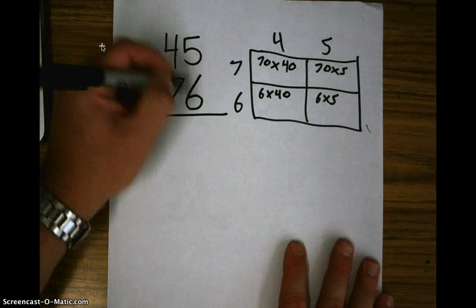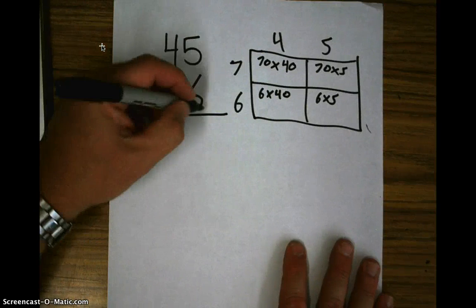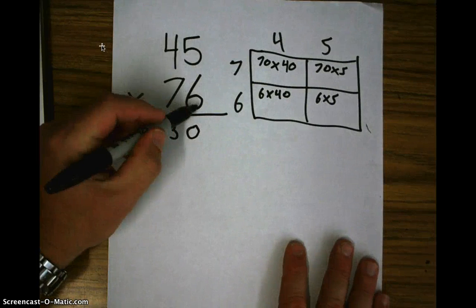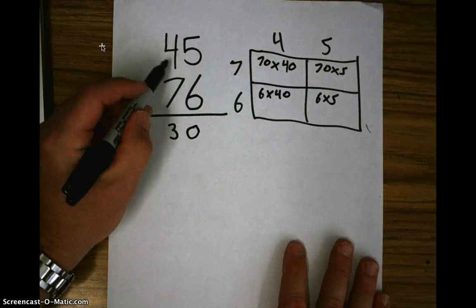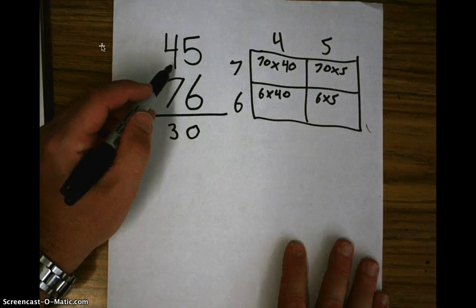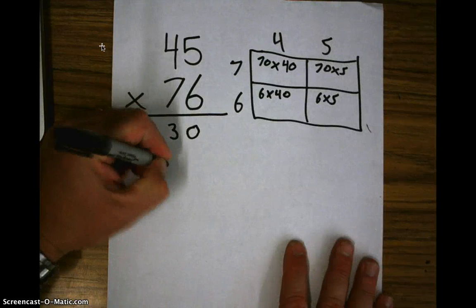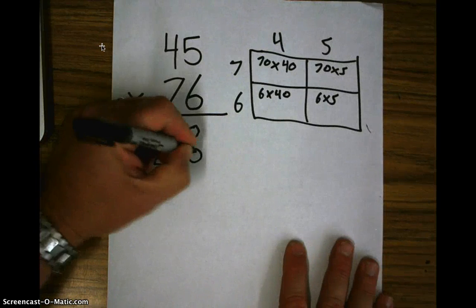So we've got 6 times 5. We're multiplying our ones here. 6 times 5 is 30. Now this is 6 times a 4 in the tens place, which is, of course, 40. So 6 times 4 is 24. 6 times 40 is 240.